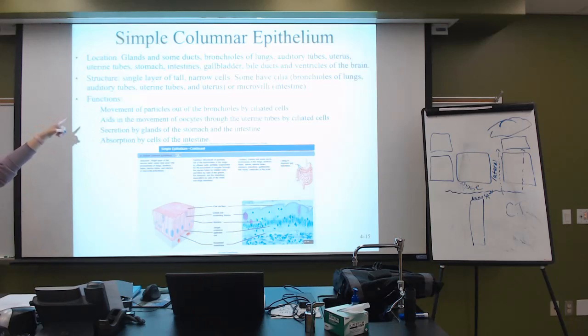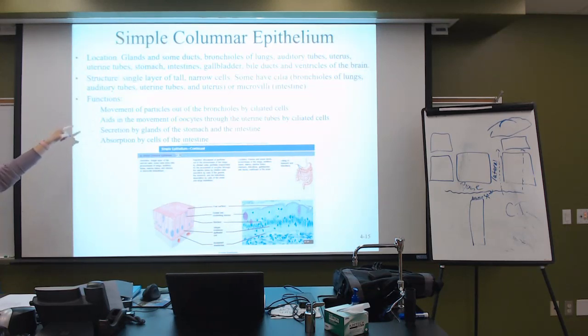Auditory tubes, uterine tubes, think about movement of the eggs, the uterus, and then some of these columnar have the microvilli, the finger-like projections. Notice that she did mention those don't move. Cilia do. Microvilli don't, okay? Those are found in the intestines because it helps greatly with absorption of the foodstuffs.